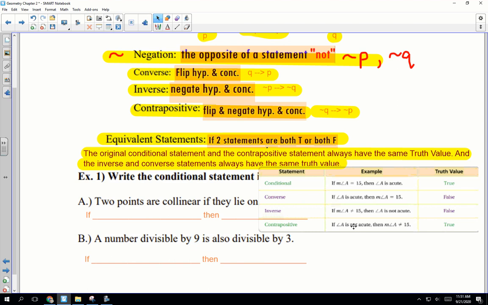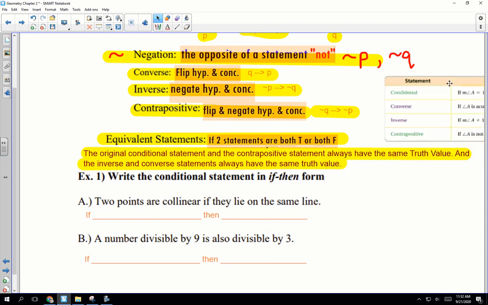Well, that's true, because if you're not acute, like you're 105, then you're not equal to 15. So this contrapositive is definitely true. The conditional and the contrapositive always have the same truth value, and the converse and the inverse always have the same truth value as each other. So they go together. That's what this means. You don't have to write this down.